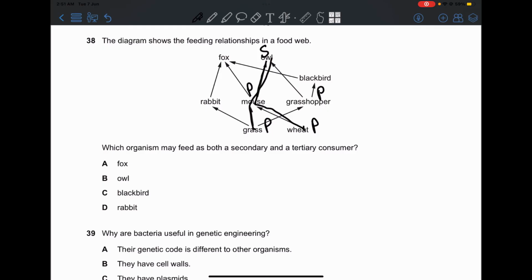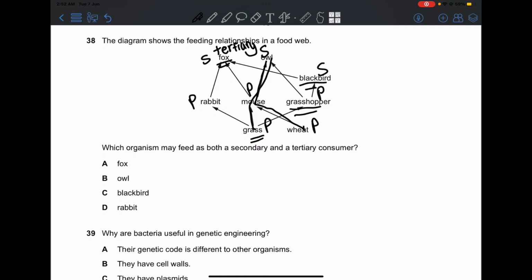Now if we go from grass, which is a producer, and then this is the primary consumer, and then the blackbird, which is a secondary consumer, the fox is a tertiary consumer over here. So so far the fox is acting as a tertiary consumer. Now let's see. For example, if we go from grass, the rabbit, and then the fox is acting as a secondary, this is the primary.